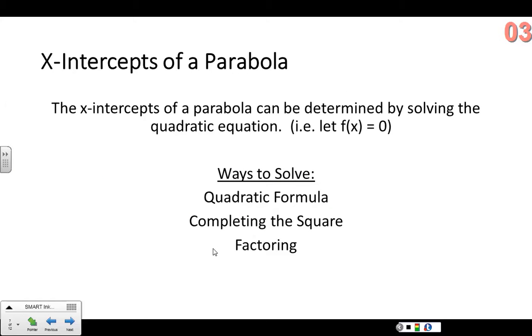To find the x-intercepts of a parabola, we're going to set the function equal to 0 and solve it by either factoring, the quadratic formula, or completing the square. Probably the quadratic formula and factoring are going to be your best bets when solving for your x-intercepts.